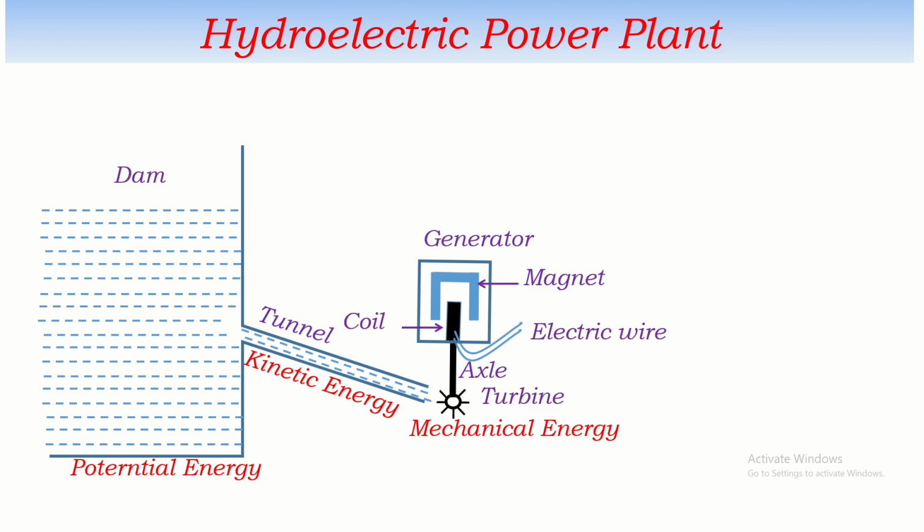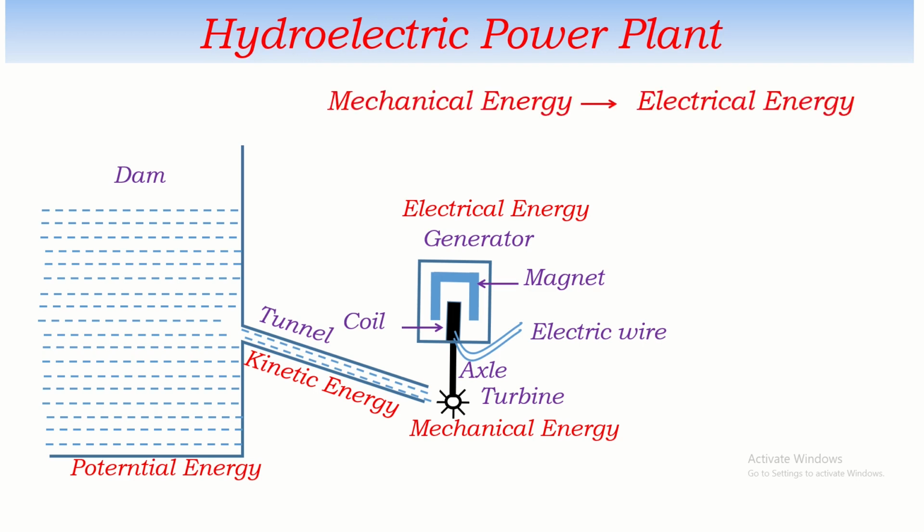It will be better to say kinetic energy converts to mechanical energy instead of kinetic energy converts to kinetic energy, because kinetic and potential, both the energies are called mechanical energy. And lastly, mechanical energy of the turbine converts to electrical energy in the generator. Now what is the major energy conversion in hydroelectric power plant? Actually, it converts mechanical energy into electrical energy.